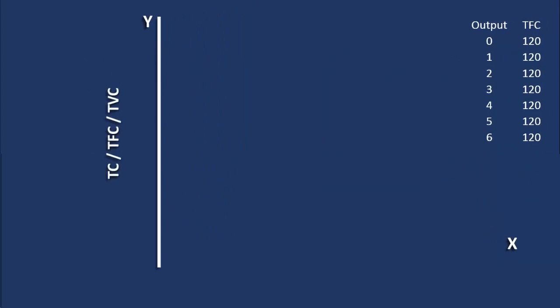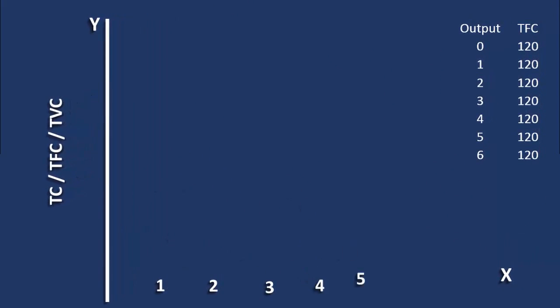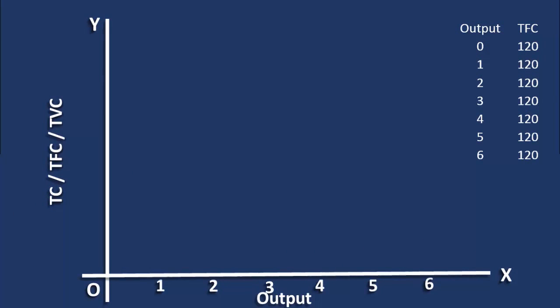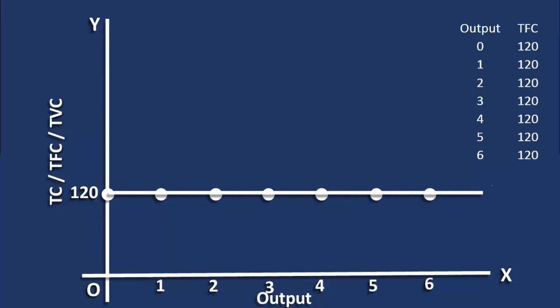The table shows the output and total fixed cost. The output varies from 0 to 6 units. But the fixed cost remains at 120 rupees. The points are plotted on a graph sheet. The line joining all the points is the total fixed cost curve.